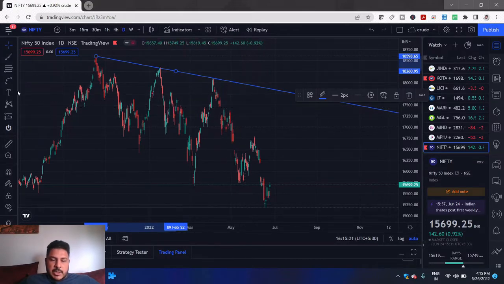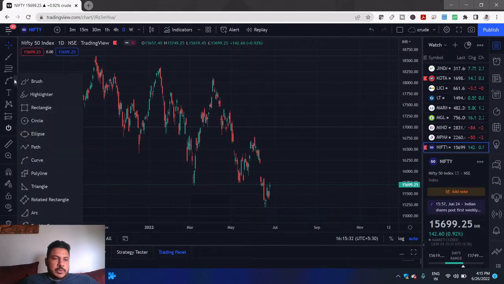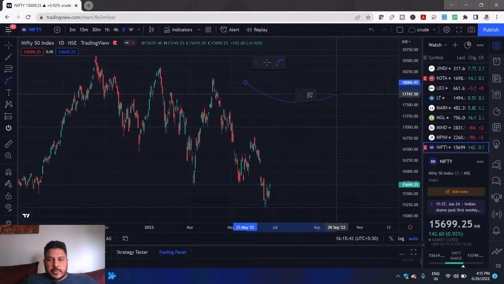The curved trend line option is very simple. I will just delete this drawing and show you how to draw this. If you go to TradingView, this is a free tool which is available. Select this curve, and what you need to do is just drop from point 1 to point 2, and it gets extended automatically.